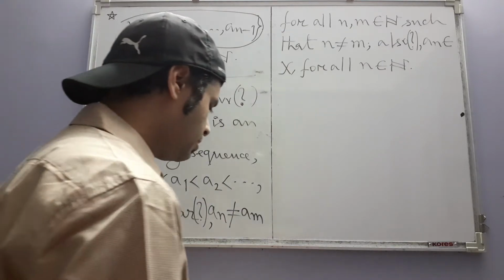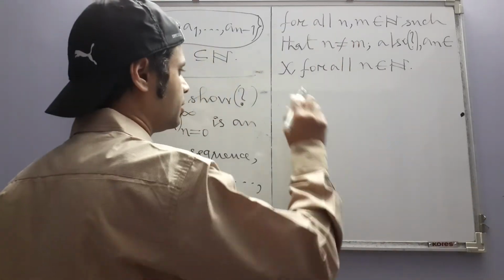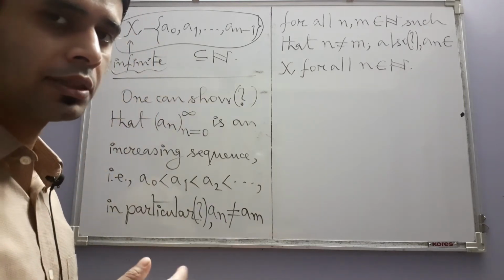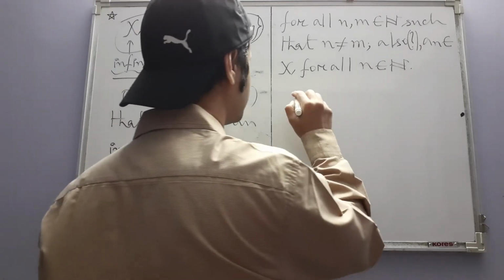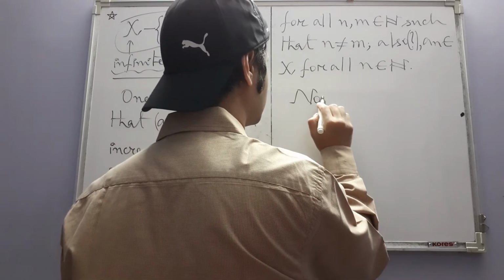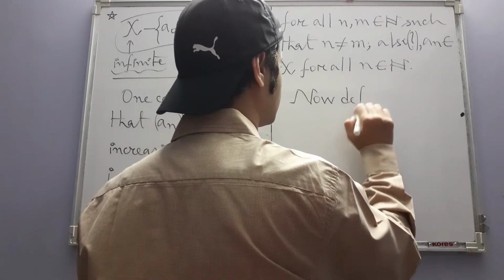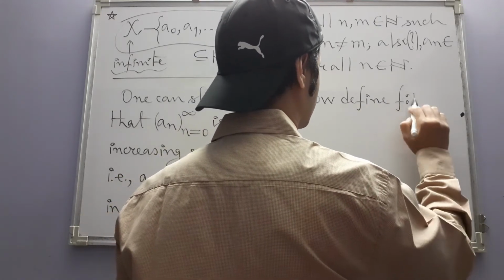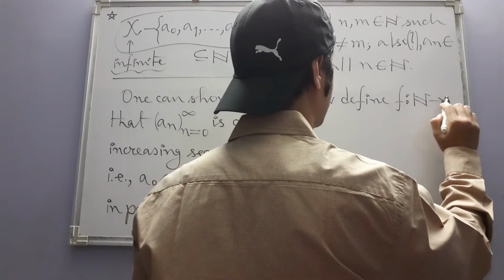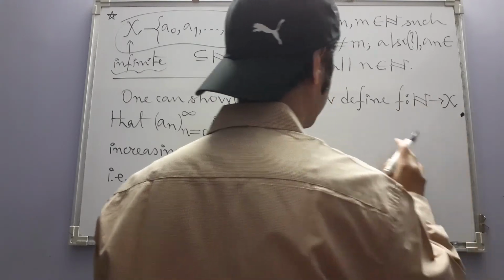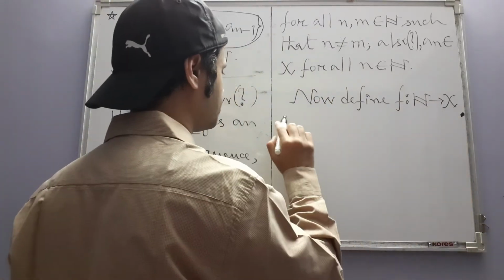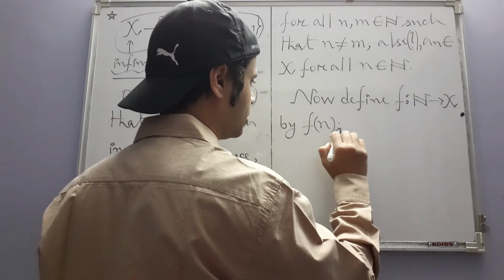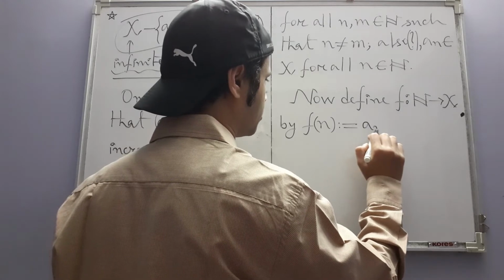But still, let's just move on. Now we have our sequence. Now using this sequence we are going to define the actual function f. Now define f from N to X. You can pretty much guess how. By f of n equal to an.